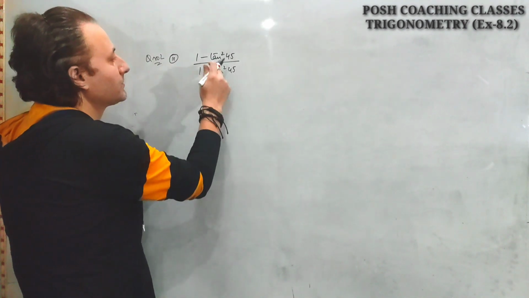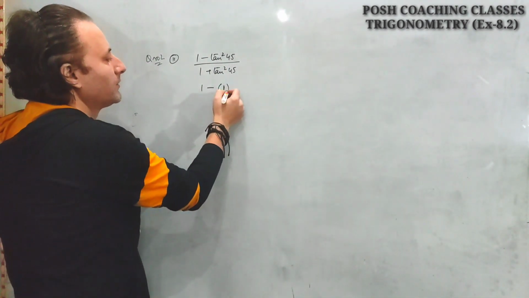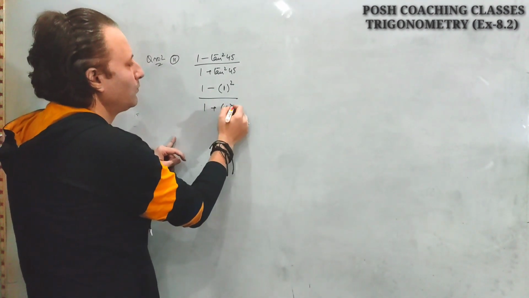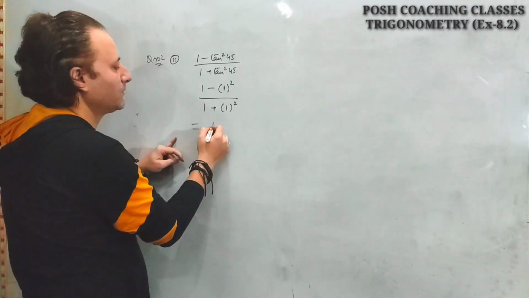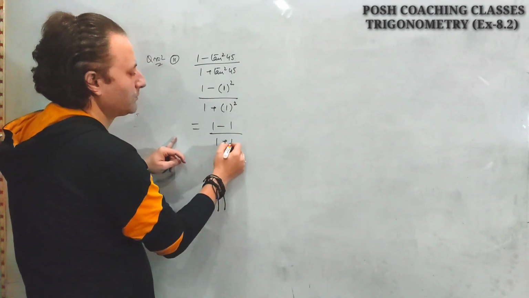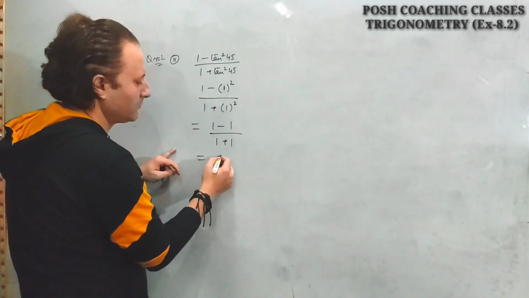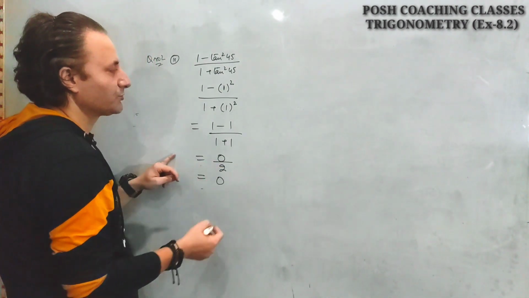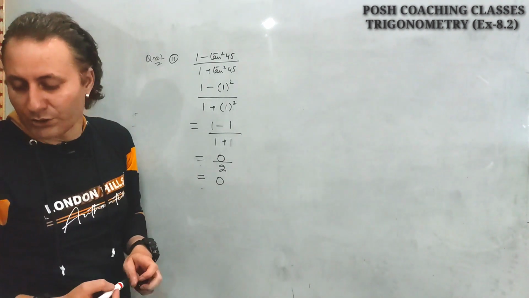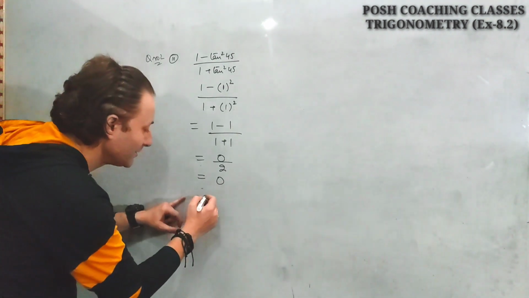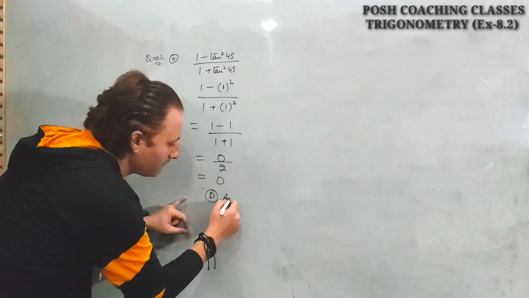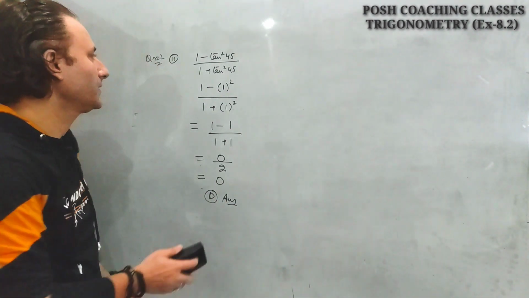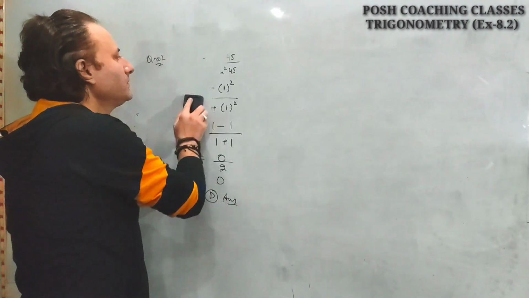So 1 minus tan 45 is 1 minus 1, and then we have 1 plus tan 45, which is 1 plus 1. What does it become? It becomes 1 minus 1 divided by 1 plus 1. Now, very simple, 1 minus 1 is 0 upon 2. 0 divided by anything is 0. So straight away, we have 0 in the option, and that is part D. So D is the answer. Right? I hope this is clear to you all. Very simple. Good one. So let's go to part number 3 now.